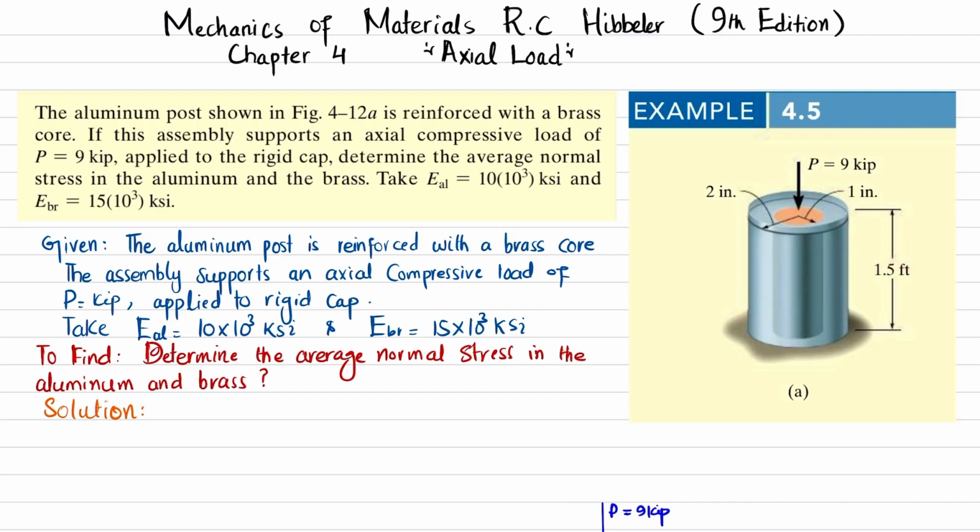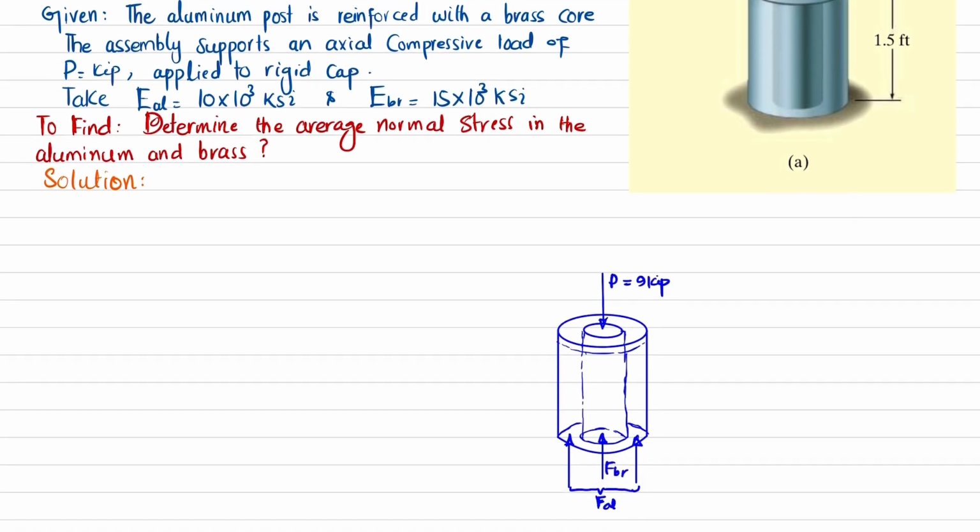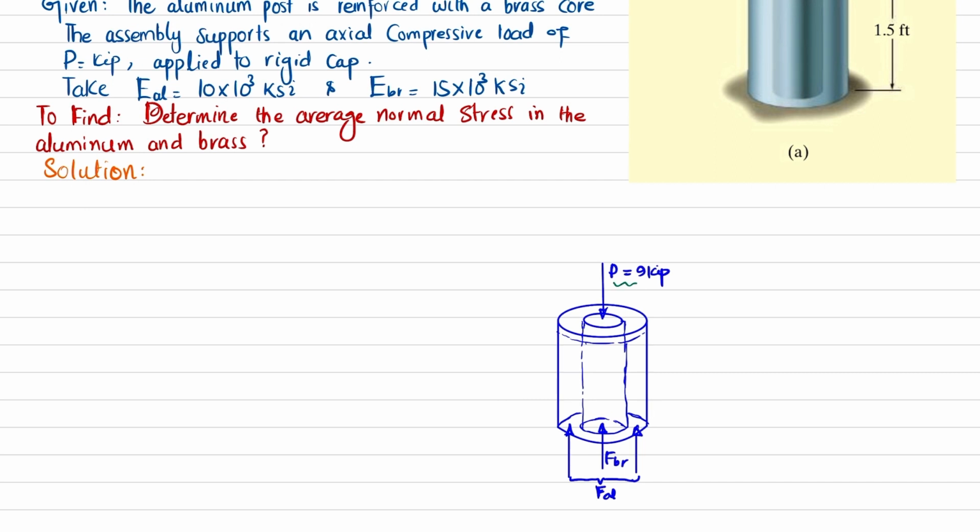So let's start with the solution. As you can see, a 9 kips load is applied. So the support will apply a reaction force on this brass core as well as on this aluminum. For that we will draw the free body diagram. I have drawn it over here. You can see this is the 9 kips load, and some of the load is taken by the brass while some of the load is taken by the aluminum.